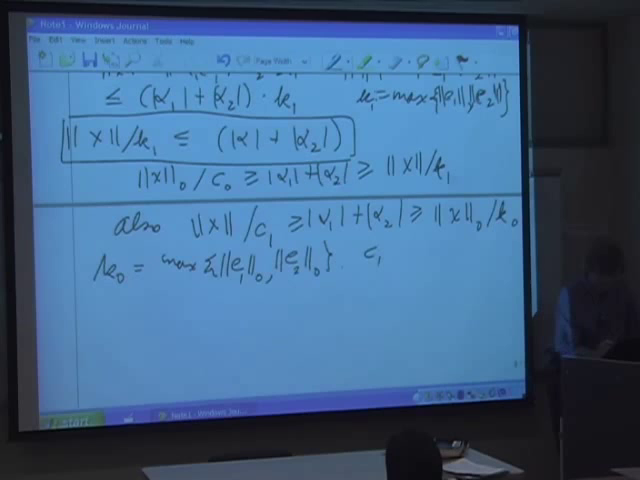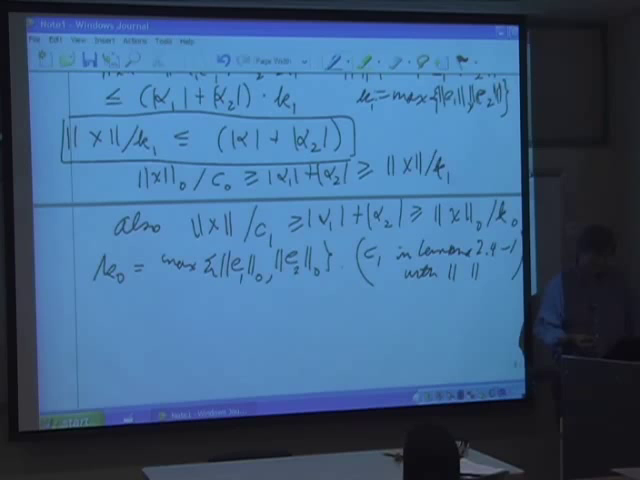C1 in lemma 241 with norm. Okay? Okay, so then put everything together and you get the job done. So you get an A and a B. What is the A? Let's see. I've got the B is K1 over C0, it looks like. B equals K1 over C0, and the A is equal to C1 over K0. Okay.